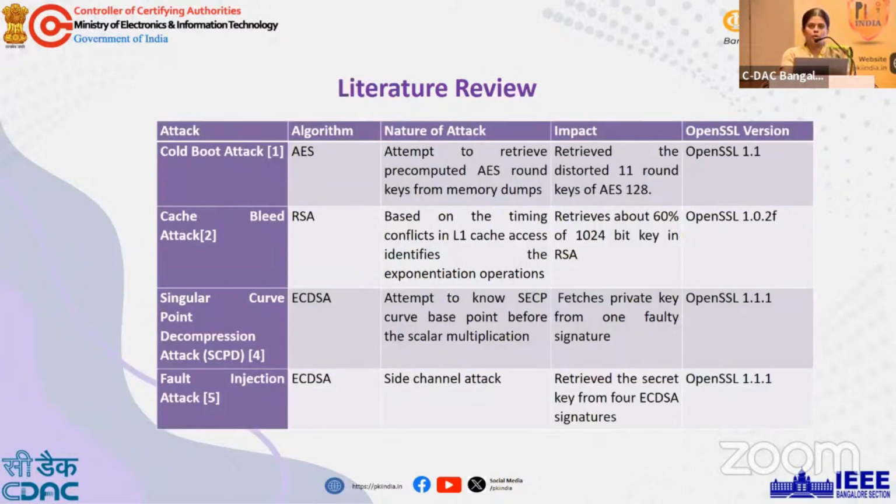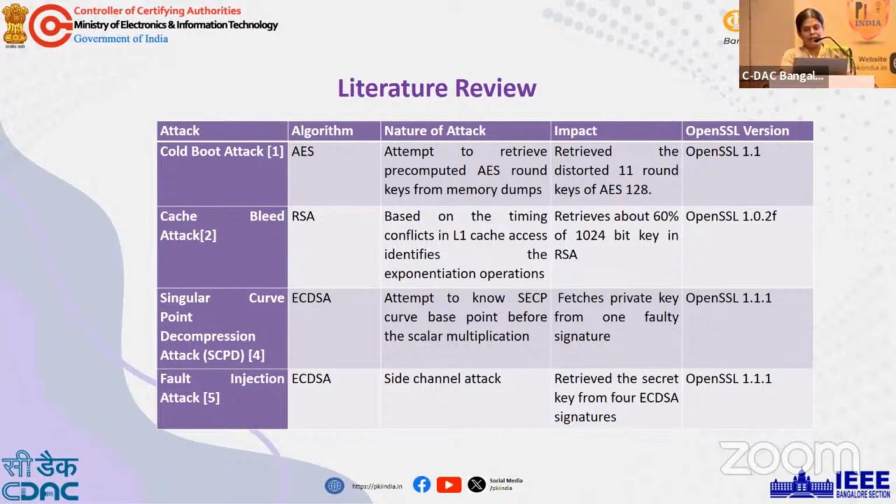This presents the prominent literature review on attacks that have happened on OpenSSL crypto implementations. We have given only four attacks, each for one algorithm, whether symmetric or asymmetric. First, a cold boot attack that happened on the AES-128 implementation in OpenSSL version 1.1. The nature of the attack: AES has multiple round operations, of course, as we know. To reduce the overhead and improve efficiency, the round keys for an AES operation are pre-computed and stored in a consecutive address space of the memory, and then used for the round-level operations.